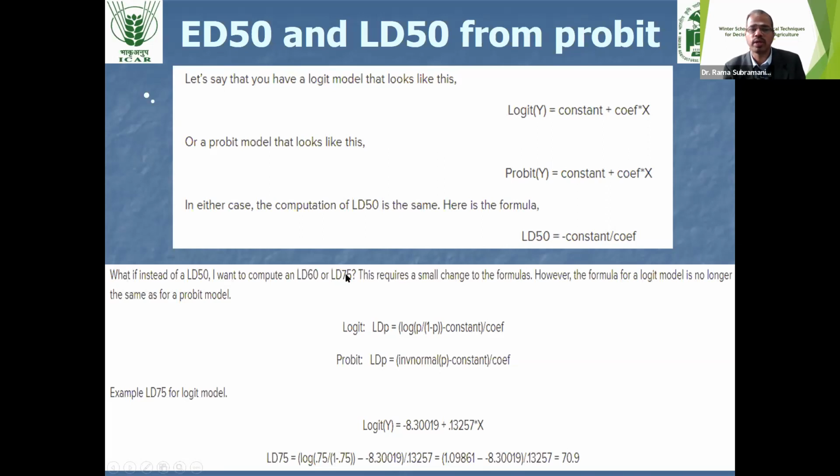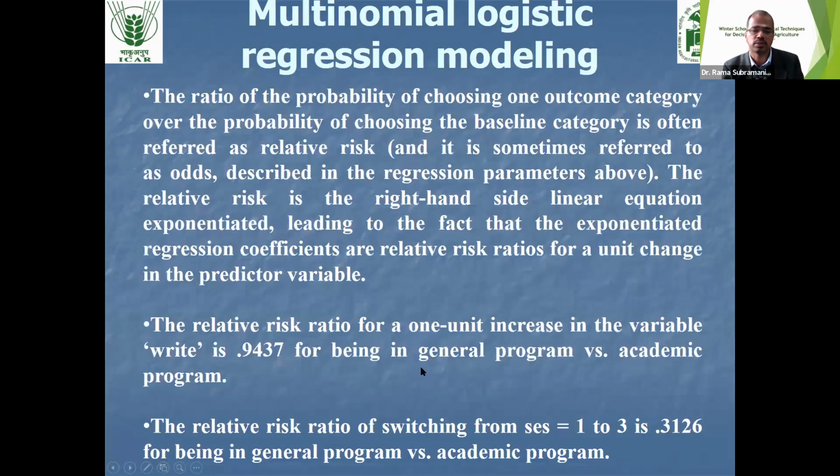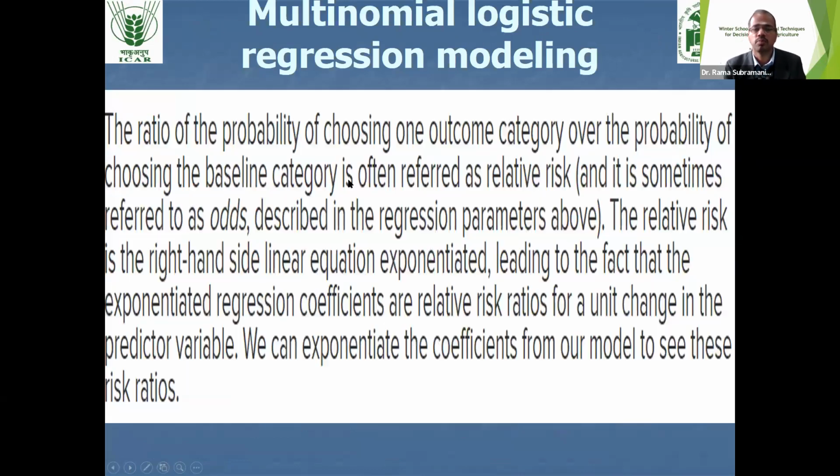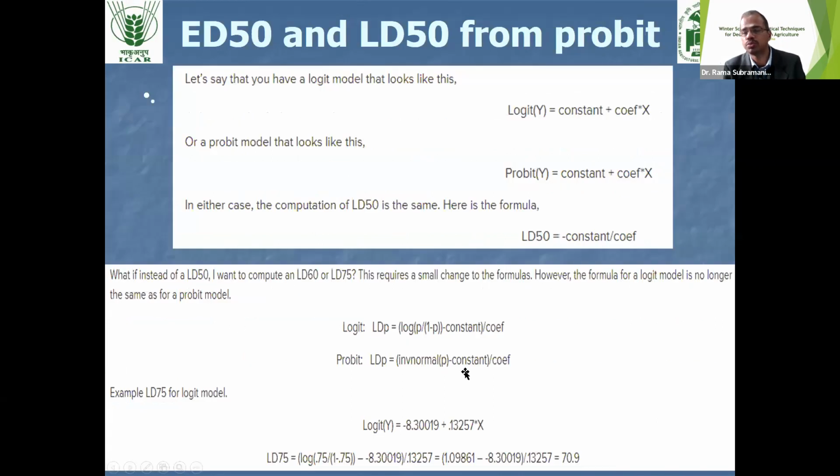But in case you want to fit for, say, LD90 or LD75, the formula is the inverse normal of P, minus constant, divided by coefficient. For logit, it is very easy: log of P by 1 minus P, where P is the probability that it is 1. Like that, the Probit model can be used.